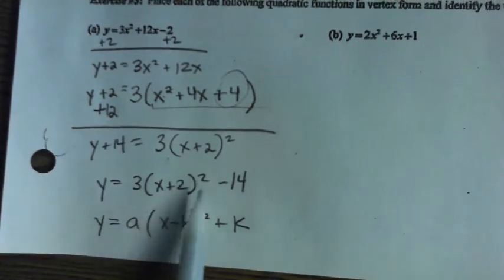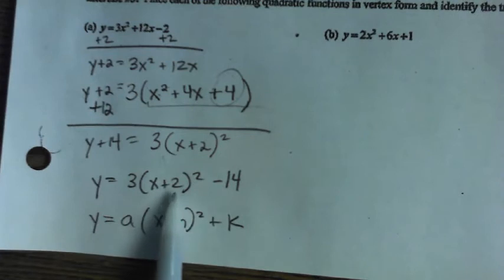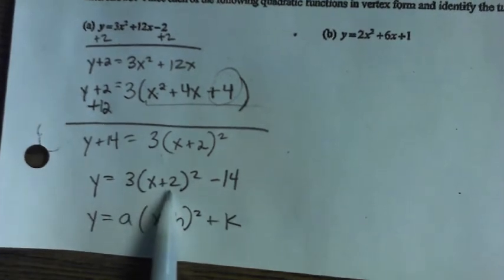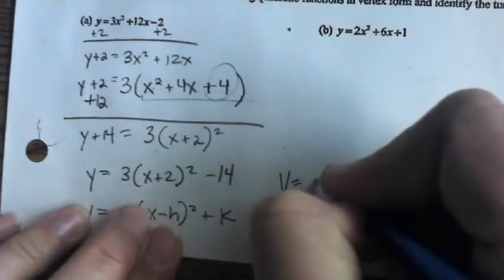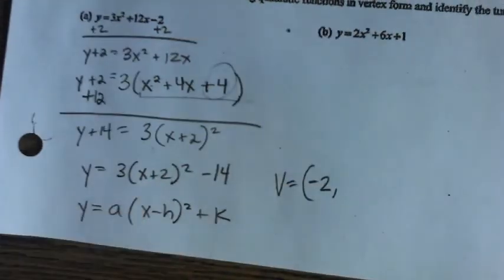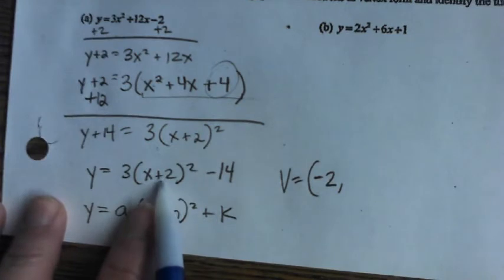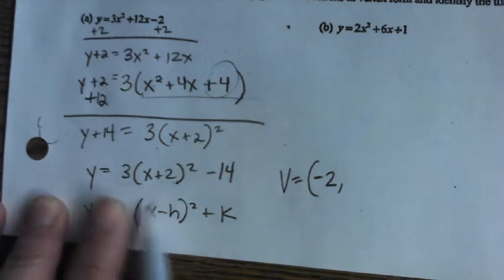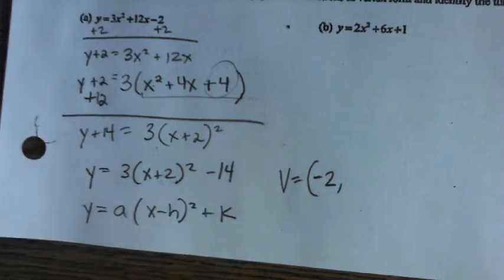So you have to get used to that when you're pulling your h. You're really pulling the opposite number of what you see. So the vertex is negative 2. By the way, you know how plus 2 means actually left 2 and it's backwards? This is why. Because of this funky thing.